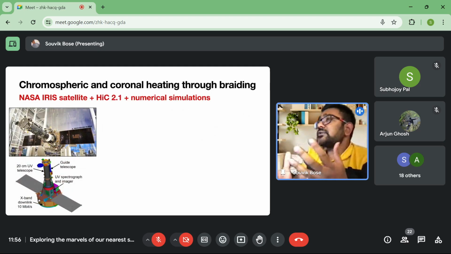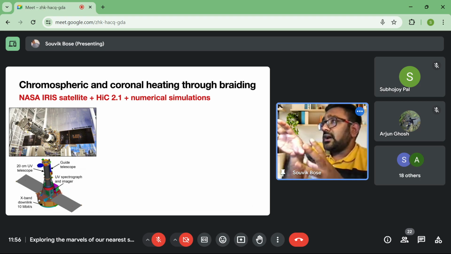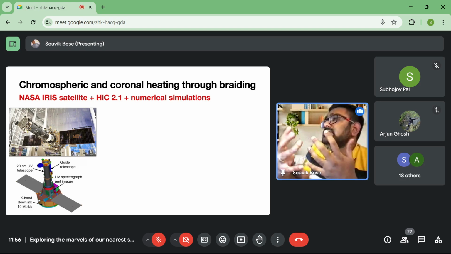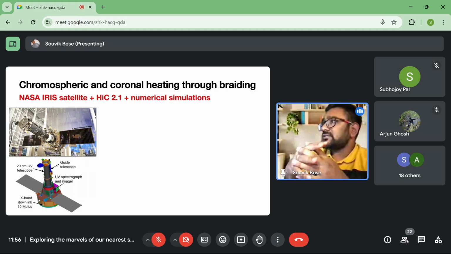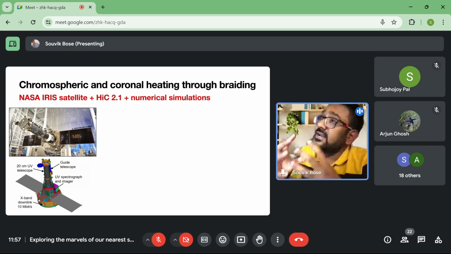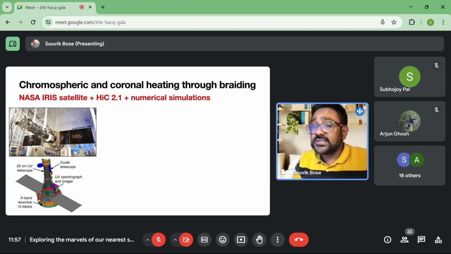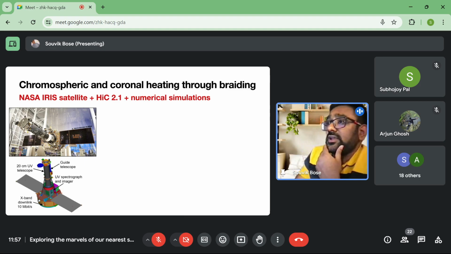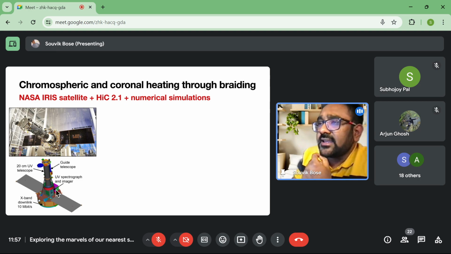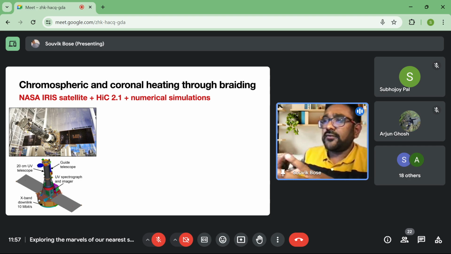Now, this was focused only on the corona. Recently, we also used multiple instruments to focus on chromospheric and coronal heating together, to study the correlation between chromospheric and coronal heating through magnetic braiding, using NASA's IRIS satellite, which is shown here again, just so that you can recapitulate. We combined that with HiC Flight 2.1, which was launched in 2018, and numerical simulations to understand that. But just before going into the actual study, I just want to show you what IRIS looks like. This is the image that was taken of IRIS just before it was launched, and this is what it looks like from an AutoCAD design.